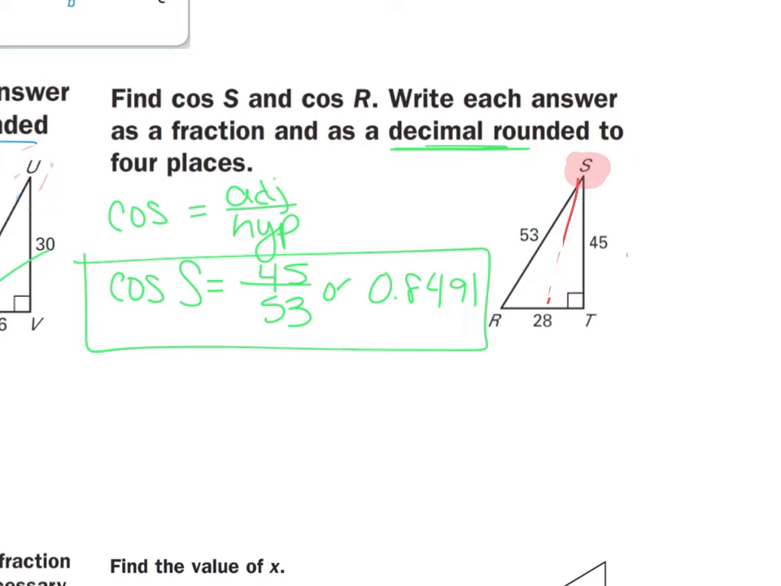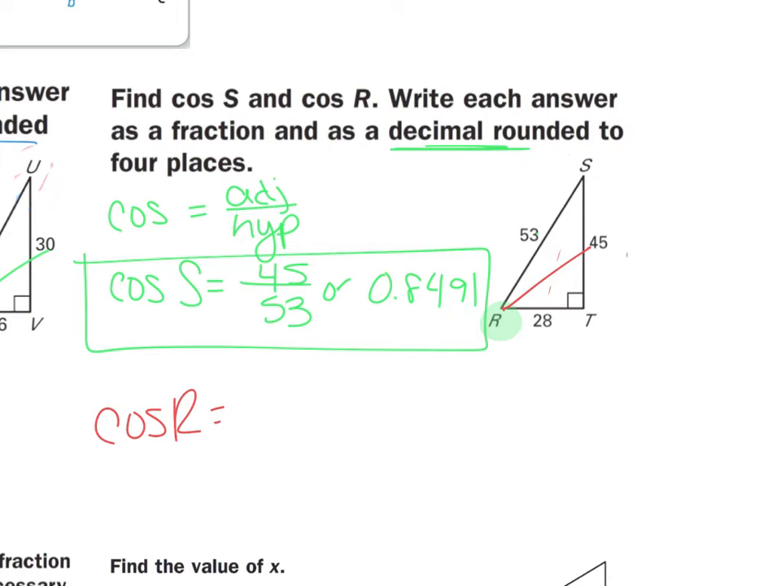Okay, now we're going to do the same thing, but we're going to use cosine of R. Okay, so let's do the cosine of R, and R is right here. Remember, we're doing adjacent over hypotenuse. So I'm going to start at R and find my opposite side. Opposite is 45. We don't want that one. We want the adjacent. So that would be 28.